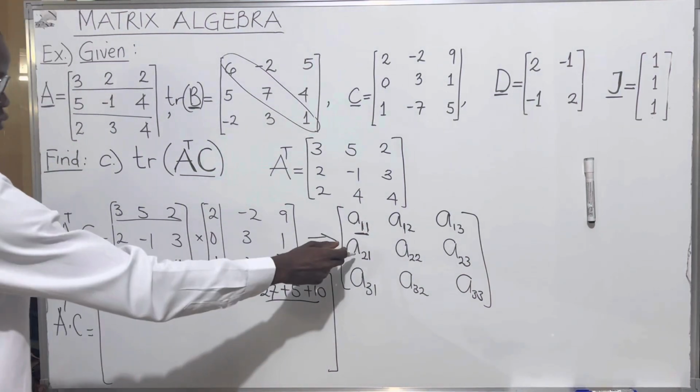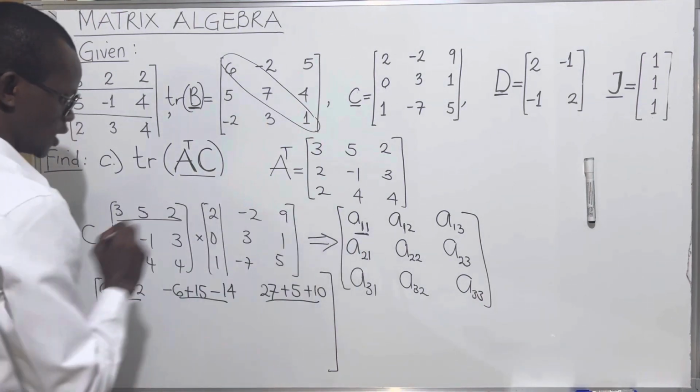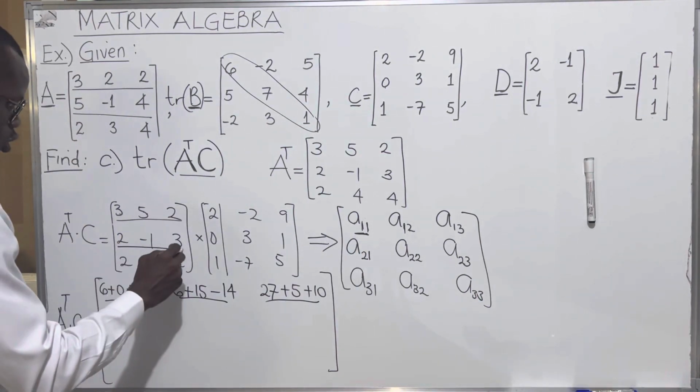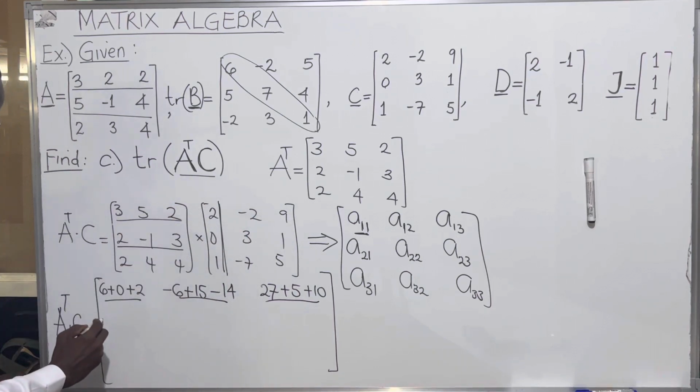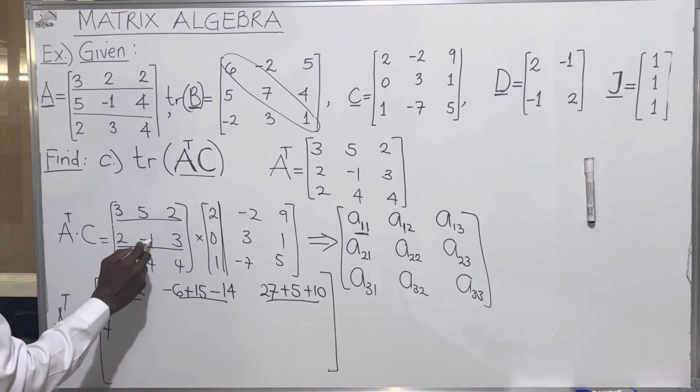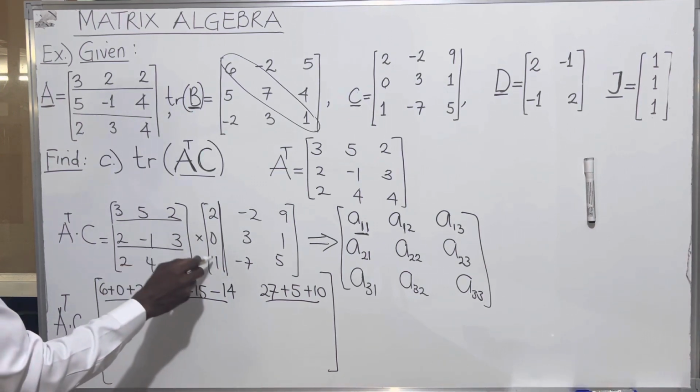We move to row 2. So it's row 2 on column 1. So 2 times 2 is 4, minus 1 times 0 is 0, 3 times 1 is 3.